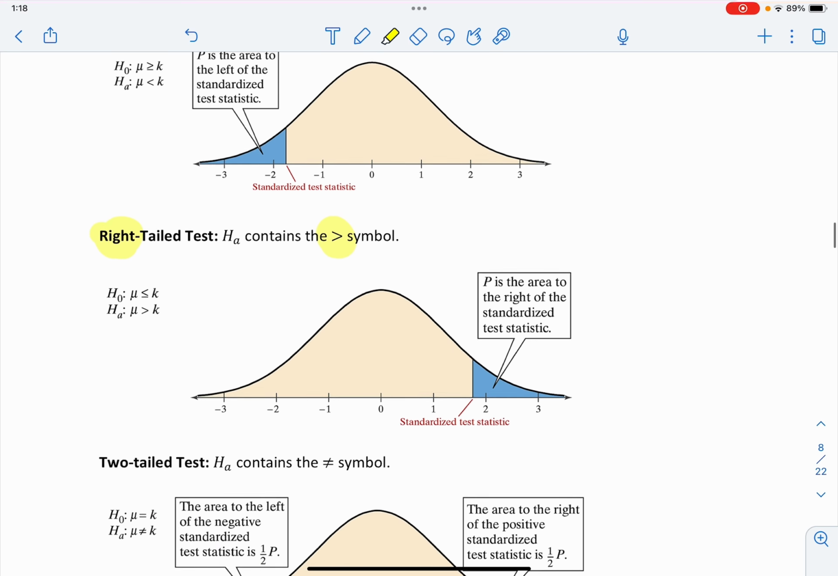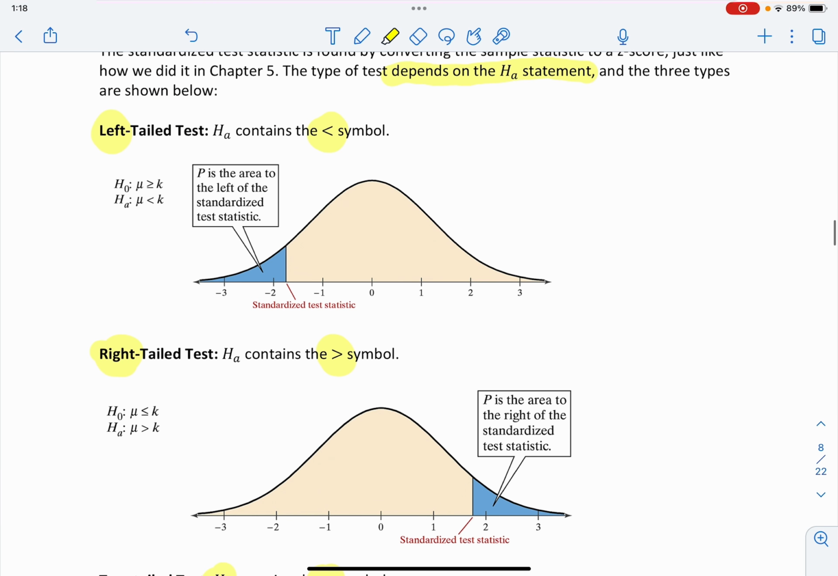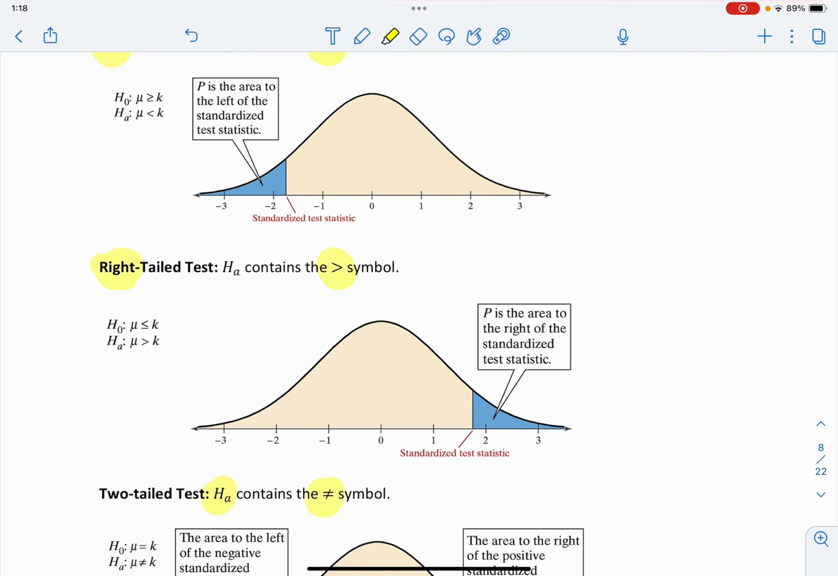Okay, and then the two tail is just this symbol, right? And remember, those are the three types of symbols you're going to see in the HA. It has to be one of those three. Less than, greater than, or equals. So that's it. If you need to decide the type of test, just look at the HA inequality, and that will lead you to one of these three.